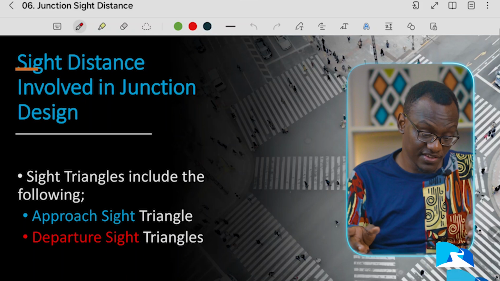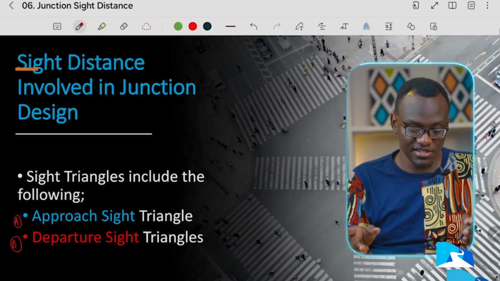Hello everyone and welcome. In this lesson, we are going to be looking at the junction side distance. What's side distance? We normally have side triangles that are included, and mainly we look at side triangles from two perspectives: the approach side triangles and the departure side triangles. Departure is leaving, approach is coming. These are the two we are looking at.